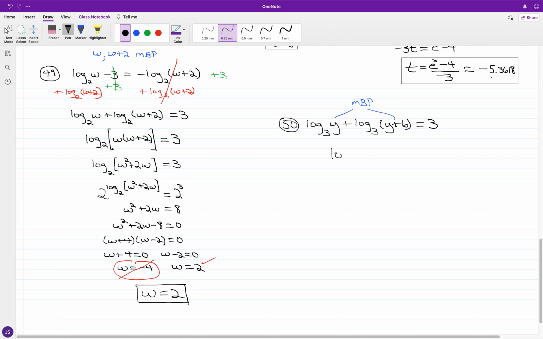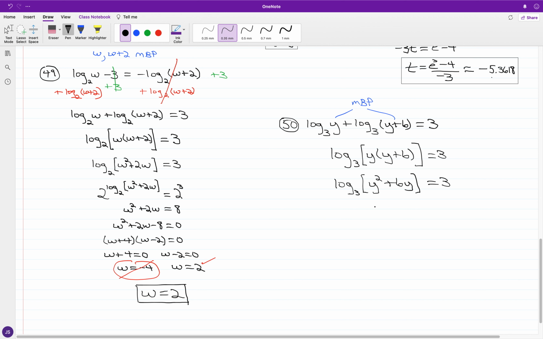And if I look at making this into a single statement, again, addition implies multiplication. So I'm going to be multiplying together, in the consolidated base 3 logarithmic term, the attachments y and the quantity of y plus 6. So we have the base 3 logarithm of the quantity y squared plus 6y is equal to 3.